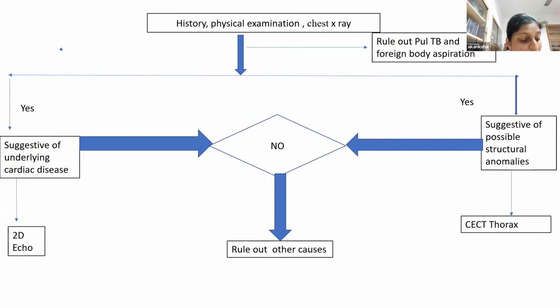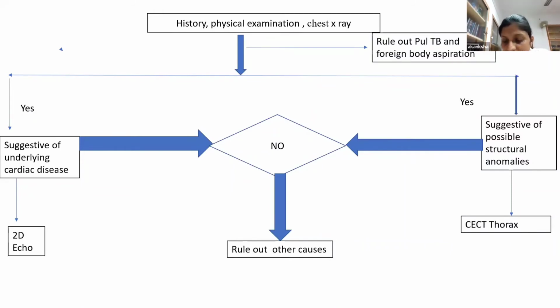After taking history, physical examination, and first-line investigations, along with chest X-ray, we excluded patients of pulmonary tuberculosis and foreign body aspiration in our study. If history suggestive of underlying cardiac disease was present, then we went for 2D echo. And if any history suggestive of structural anomalies which we can see from X-ray, like diaphragmatic hernia or diaphragmatic eventration, was present, then for further delineation of that underlying etiology, we went for CT thorax.